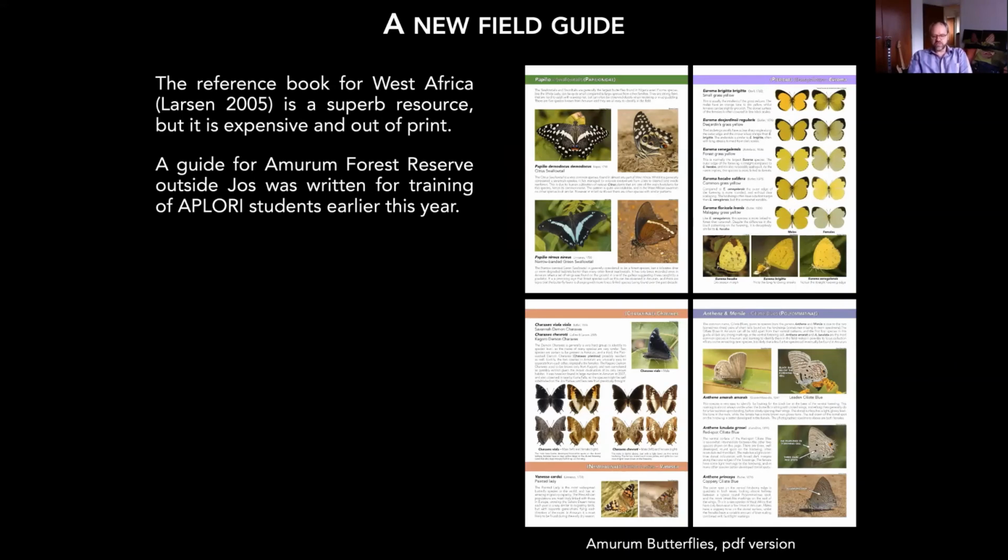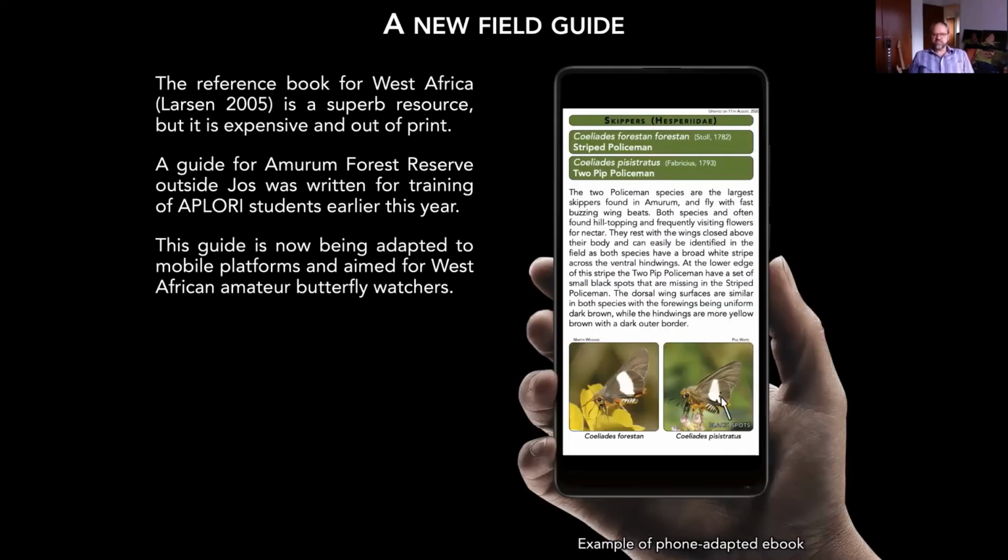But what I also started to do is to adapt this guide in the form of an app for phones. It's more of an ebook that's going to work on both iPhones and Android phones. And initially I planned to remake the guide that I already had for Omo in Nigeria, but I decided it's better to try and make a very basic guide of a few common species for a West African setting. And I'm doing this mainly because there's such a drive in Nigeria right now.